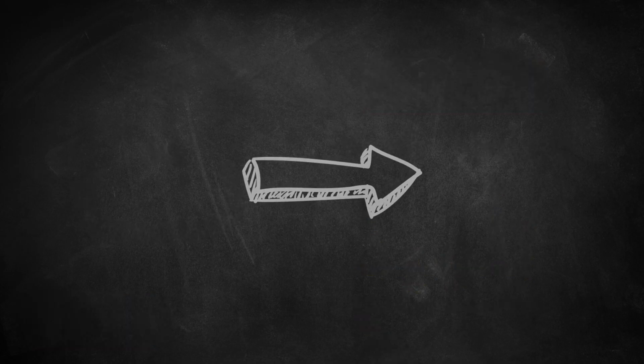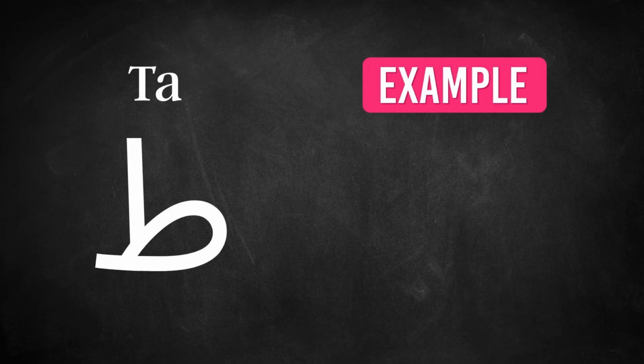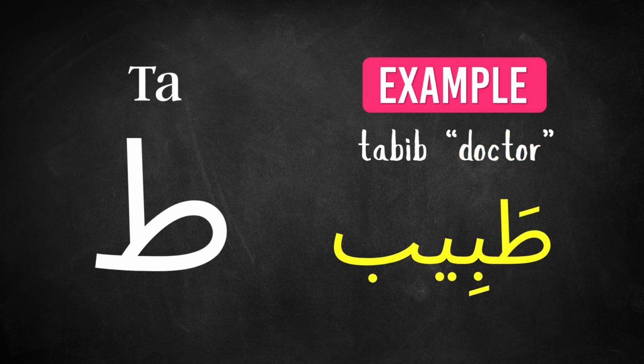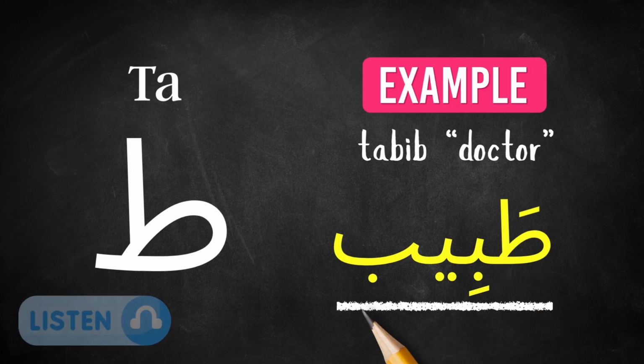Now let's look at طا. It is a deep sound, pronounced from deeper in the mouth, with more pressure and emphasis on the tongue, pushed with more force from the back of the mouth. Example: the word طبيب, which means doctor. Start with the letter طا. Listen: طا طبيب, طا طبيب.